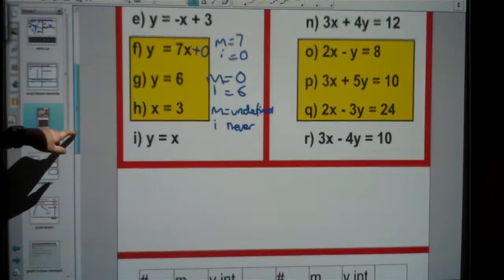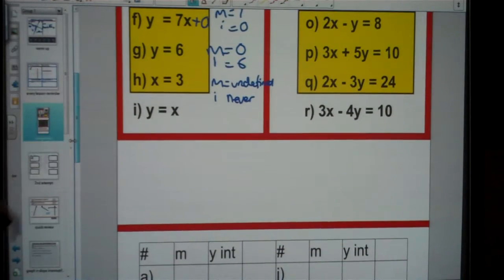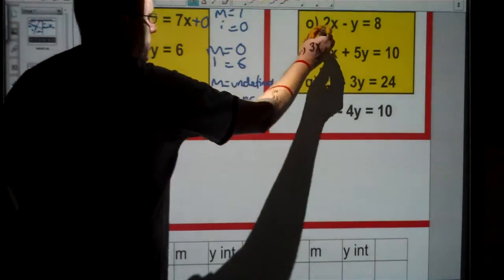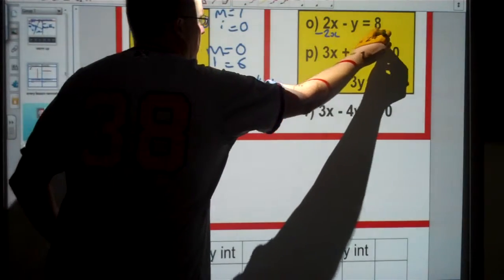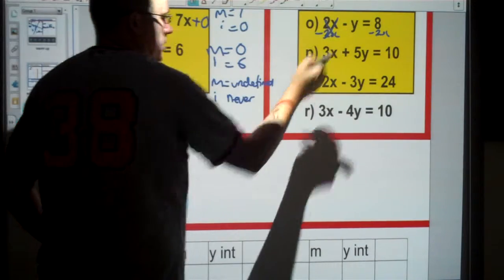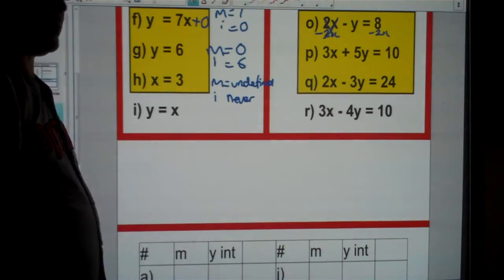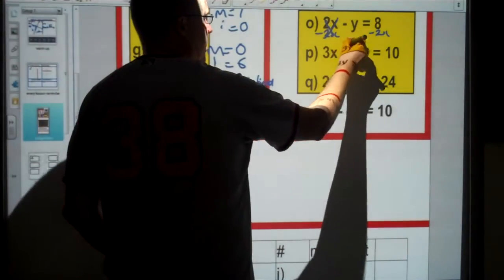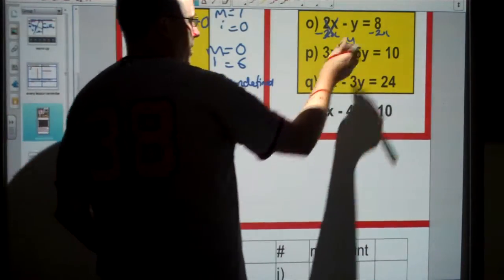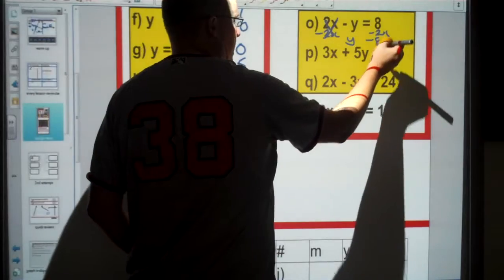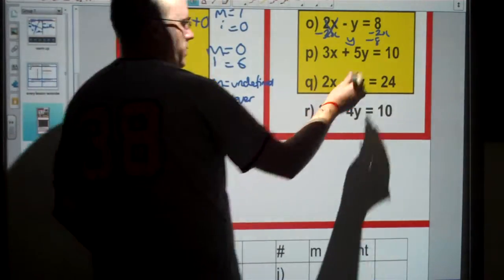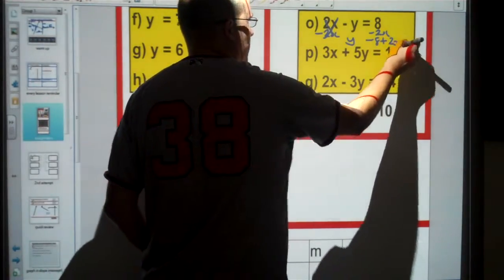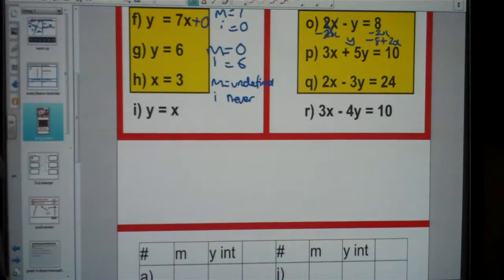Now the ones on the other side require a little bit of rearranging, so if I subtract 2x from both sides, then this would cancel, and I would get negative y equals 8 minus 2x. And if I know what negative y is, to find out what y is, I can divide throughout by negative 1. 8 divided by negative 1 is negative 8, and negative 2x divided by negative 1 is positive 2x. So my slope would be 2, because that's how many x's I have. My y-intercept would be negative 8.